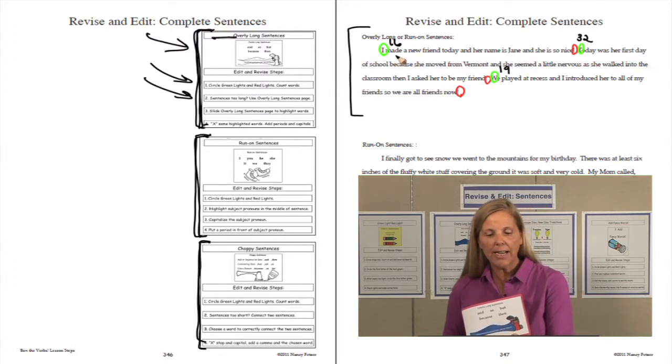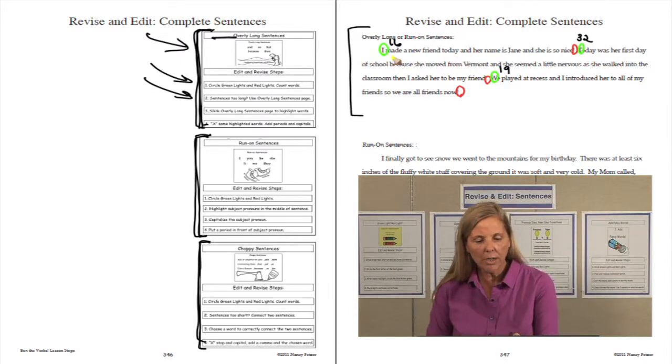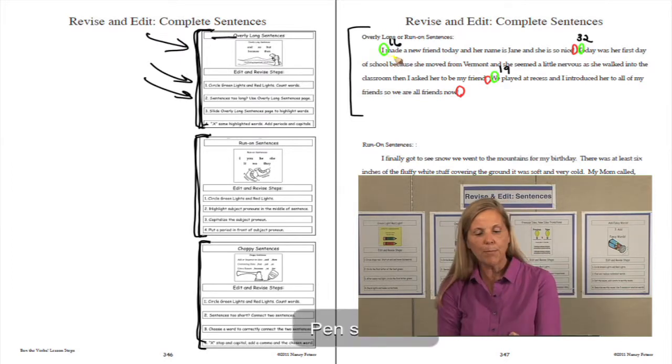And when they slide along each line on their page, when they come upon any of those words, they're going to highlight them with their yellow pencil. So notice I'm going along and I'm reading. I made a new friend today, and is one of our words. Her name is Jane, and she is so nice.